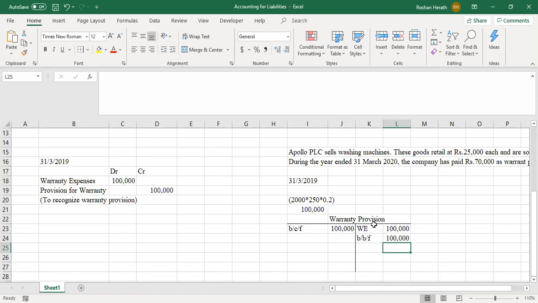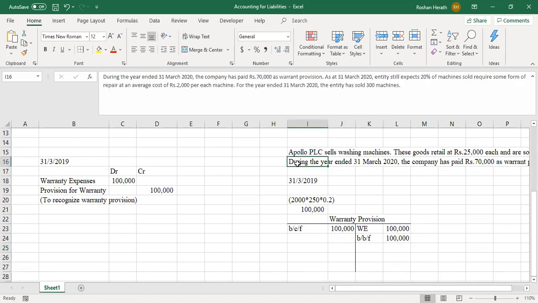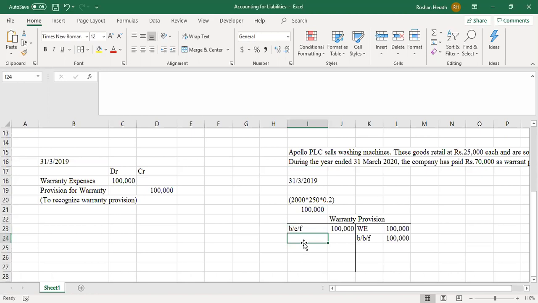Then let's see what is the situation for 2020. During the year ended 31st March 2020, the company has paid rupees 70,000 for warranty provision. So in relation to this warranty provision, you had to incur some expenses in repairing that. So in the year ended 31st March 2020, you have spent 70,000. So the cash gets credit, here it gets debit, 70,000. So you made a provision, you can take the things against that.